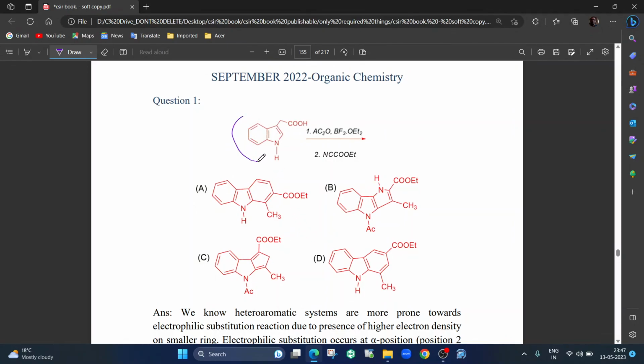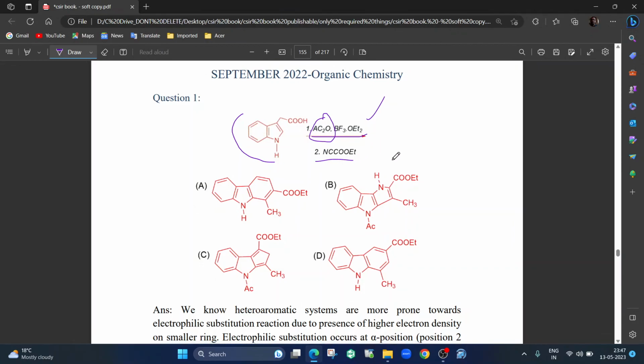So this is the first molecule, and in the first step you can see it reacts with acetic anhydride in the presence of BF3 etherate. BF3 is a Lewis acid. It will activate the acetic anhydride, which will of course act as an electrophile. So we can understand the first step will be an electrophilic substitution reaction, and then next they are reacting with CnCOOEt.